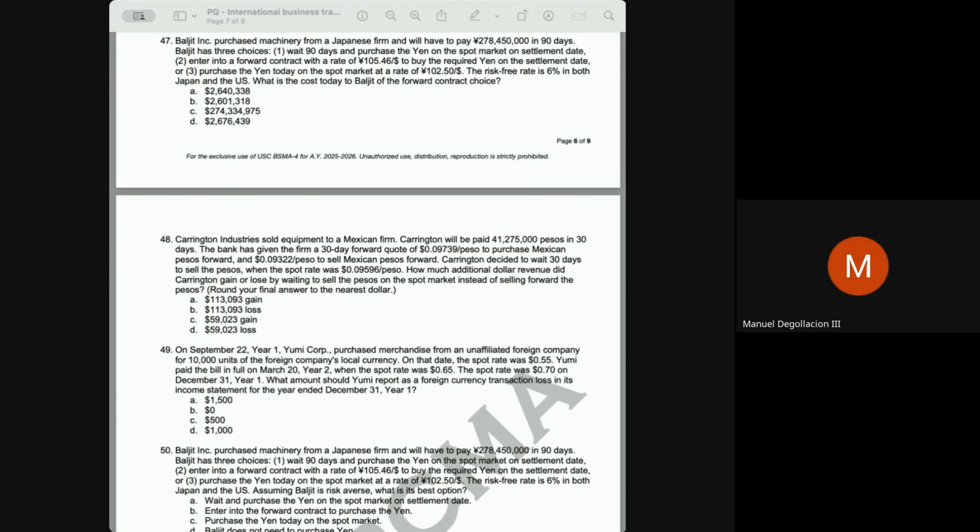Okay, so there's a difference of 113,093. So we would have actually gotten fewer dollars had we entered into a forward contract than when we waited. Considering that we waited, we actually gained 113,093. So the answer here is letter A.